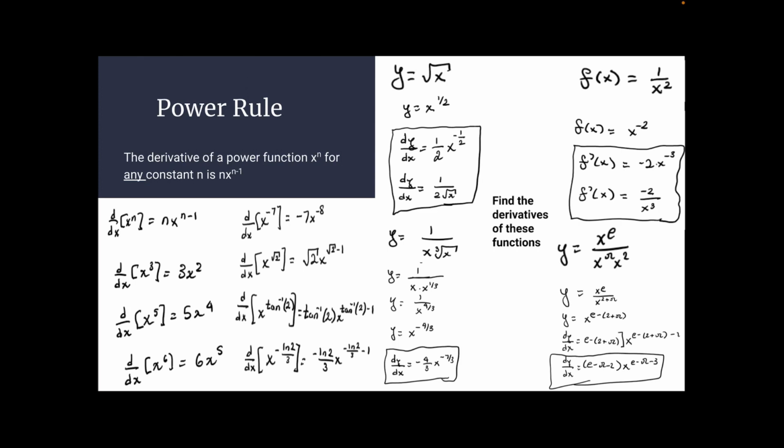And we could probably clean things up a bit. So I just decided to distribute it, and we end up with dy/dx is equal to (e minus pi minus 2) times x to the e minus pi minus 3. And that is our final answer for that. We just apply the same rule. It doesn't matter whether we have e in the exponent, pi in the exponent, it doesn't matter.